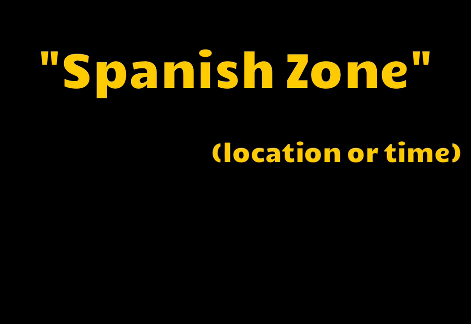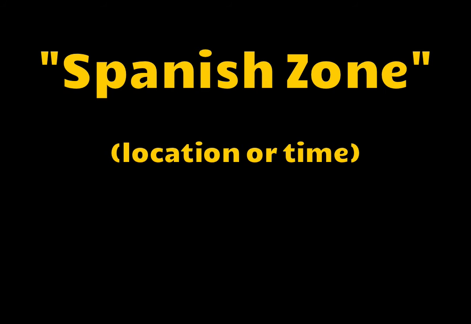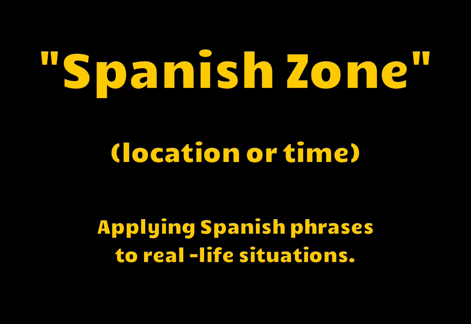So consider making a certain part of your life into a Spanish zone. It could be a certain room in your house, like the living room, or it could be a certain hour of the day, like 7 p.m. to 8 p.m. What you want to do in this zone is try to turn everything that you say in English into a Spanish phrase as well.